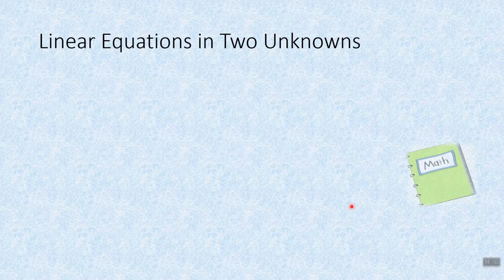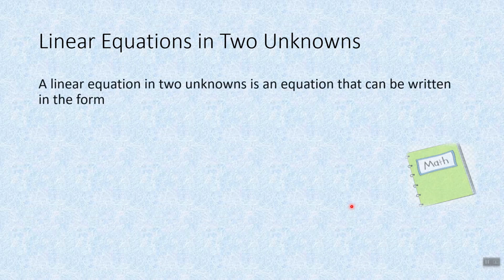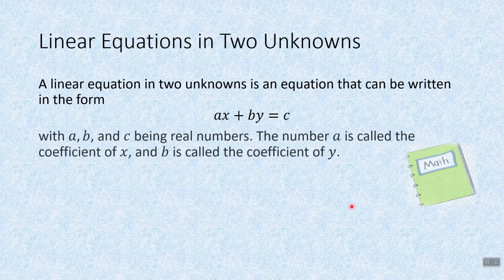Let's start with what linear equations in two unknowns are. A linear equation in two unknowns is an equation that can be written in the form ax plus by equals c, with a, b, and c being real numbers. So a, b, and c will be numbers. x and y will be the only variables shown. The number a is called the coefficient of x, and the number b is called the coefficient of y.